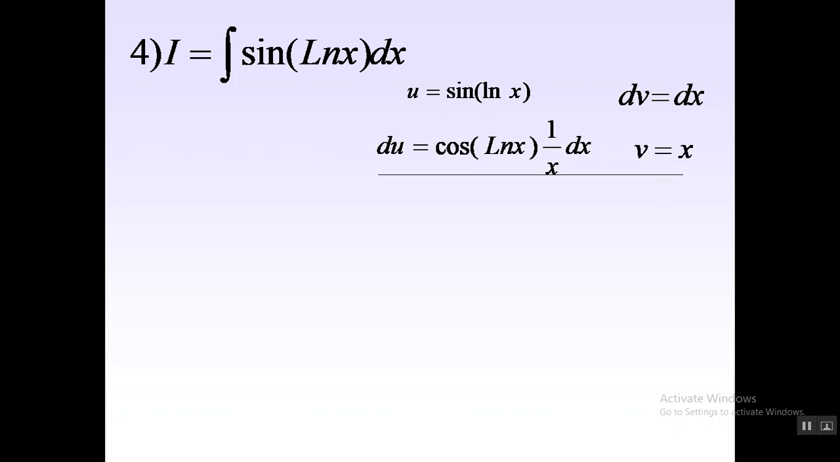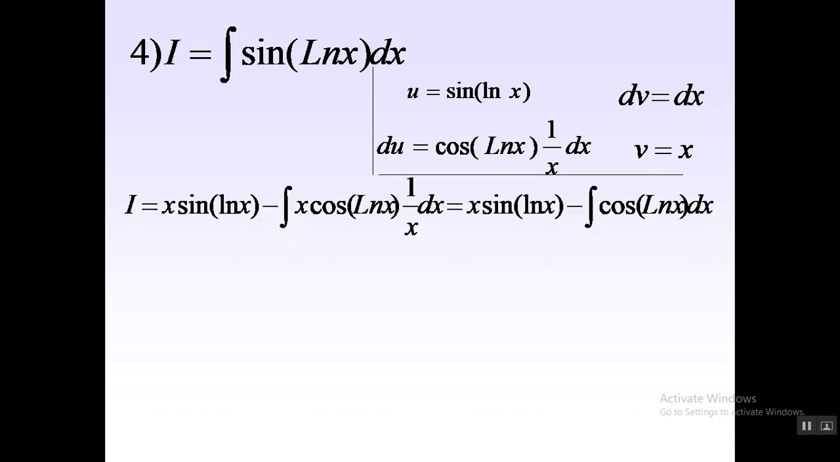So I equals uv, which is x times sine ln x, minus the integral of v du. V is x and du you have it here, so cosine ln x times 1 over x dx. If you simplify this, x and x cancel, so you get x sine ln x minus the integral of cosine of ln x dx. Now we have to apply the by parts formula for this integral.